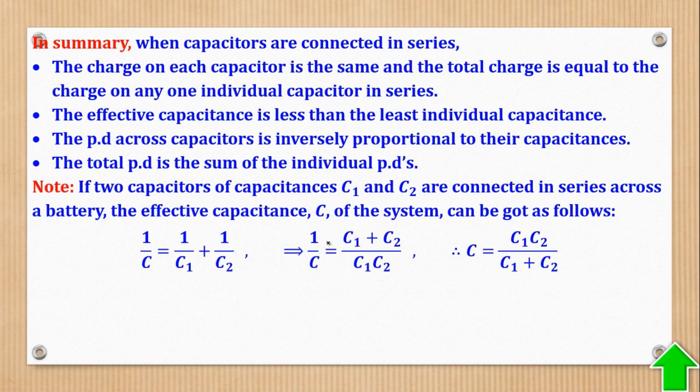Then from there, when I get the reciprocal, here it will be C over 1, and here it will be product over sum. So this is the way we can get the capacitance of 2 capacitors in series. The numerator will be a product, and the denominator will be a sum.